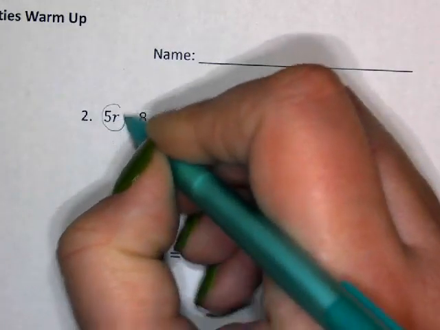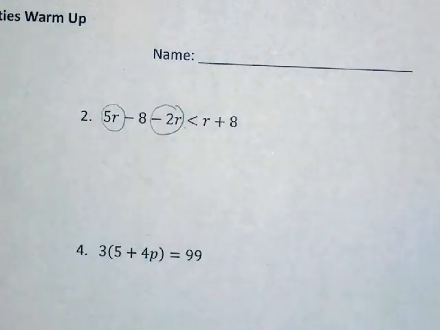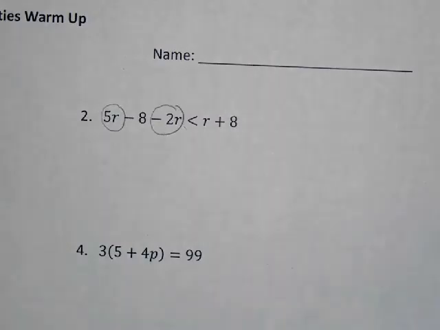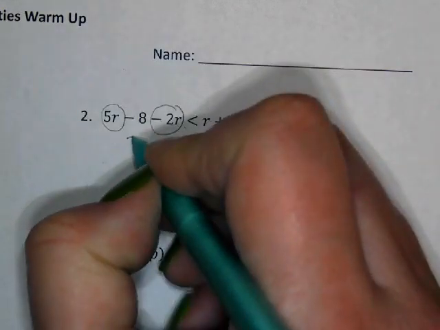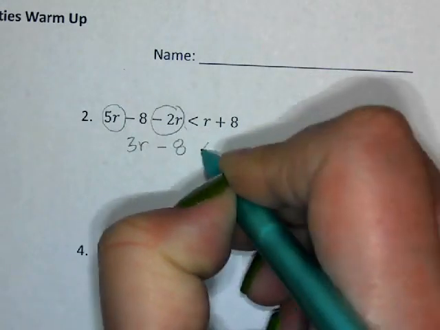Okay, 5r and 2r. It's a negative 2r. Okay, so if we combine those, what do we get? 5 and negative 2. We get 3r. So we have 3r and a negative 8.